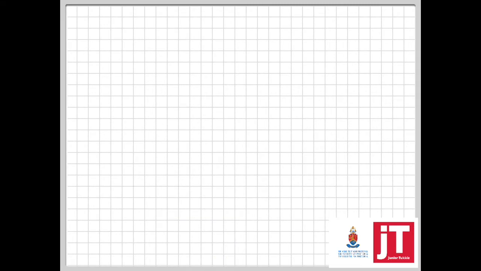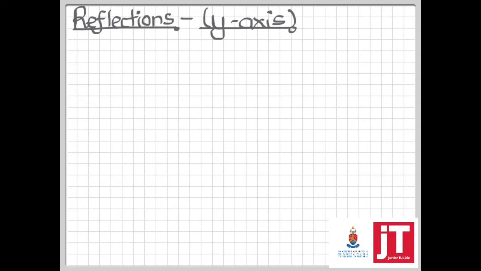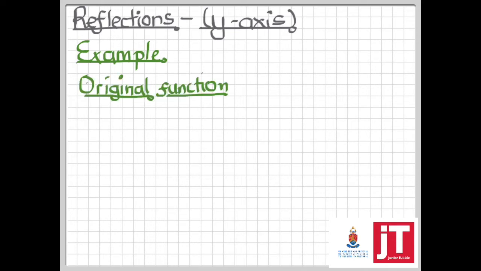It gives me joy to be presenting to you a lesson on transformation of graphs, focusing on reflections. In particular, we're looking at reflections in the y-axis. To help me do this, we're going to look at a generalized example, where I'm going to give you an original function, which is given in the form of f of x. So the original function is f of x.